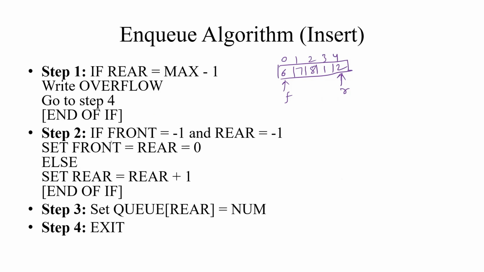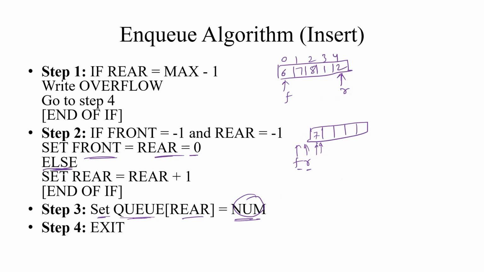Second, step number 2: when front and rear both are minus 1. This case we already understood. When front and rear both are minus 1, then first of all we have to set front and rear both equal to 0. Then we'll go to step number 3, which is queue of rear is equal to num, which means we are inserting the value at this 0 index. So when front and rear are minus 1, front and rear will come here, and finally we can insert any number in the queue.